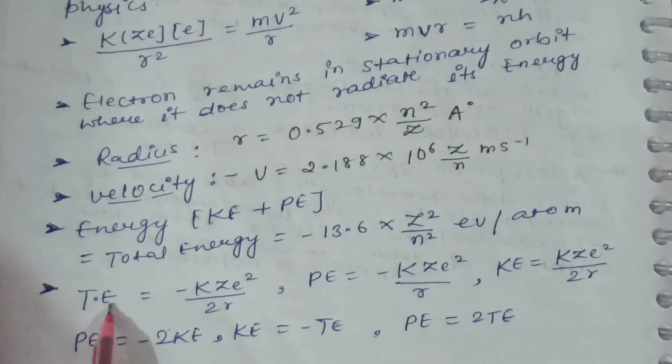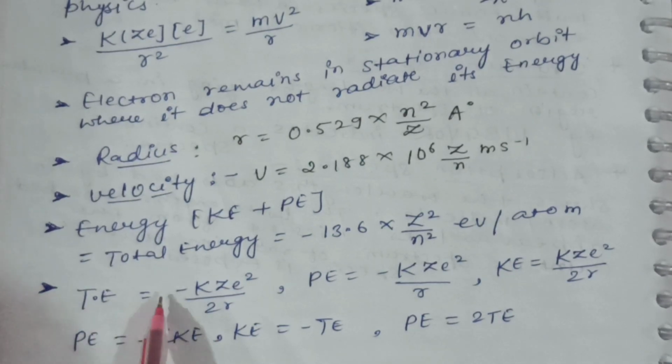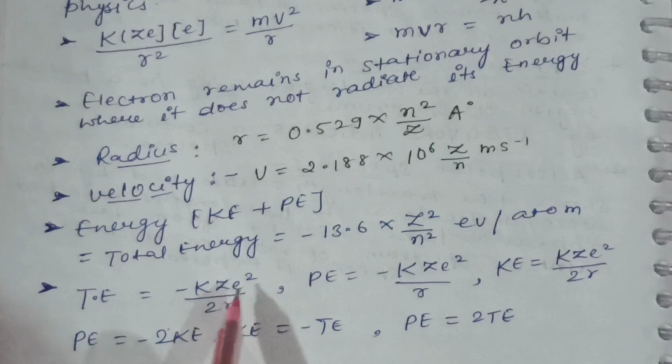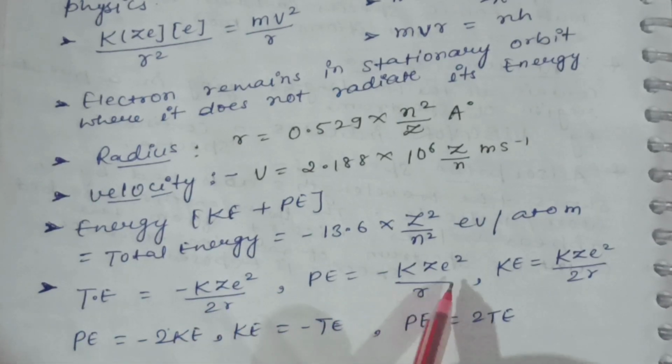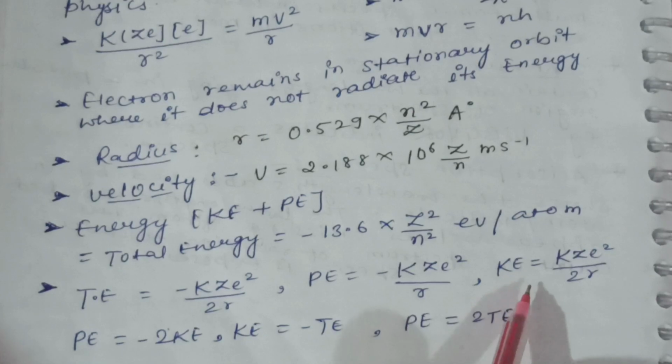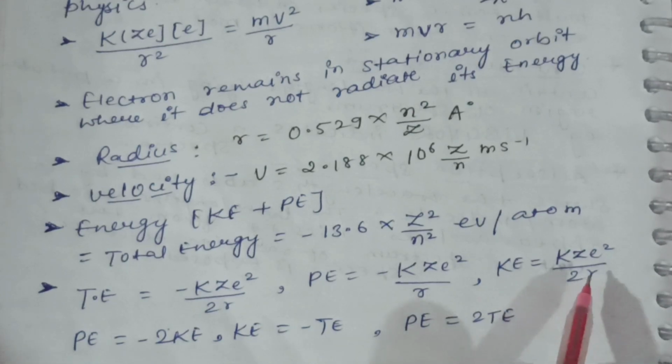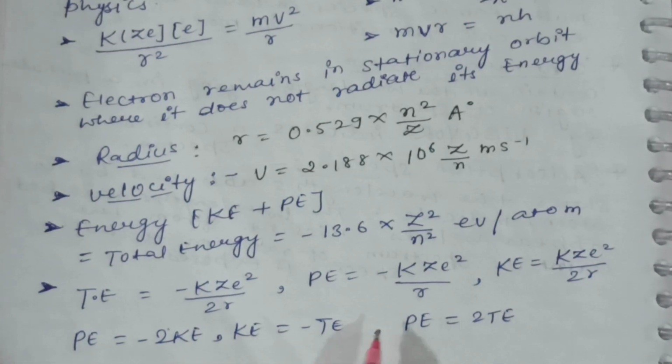Total energy = −kZe²/2r. PE = −kZe²/r. KE = kZe²/2r. PE = −2 KE. KE = −TE. PE = 2 TE.